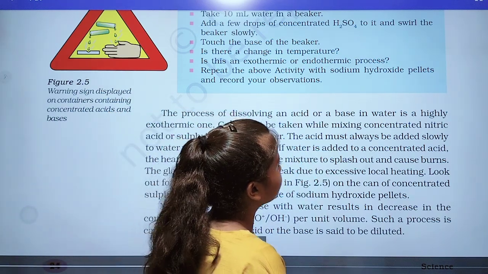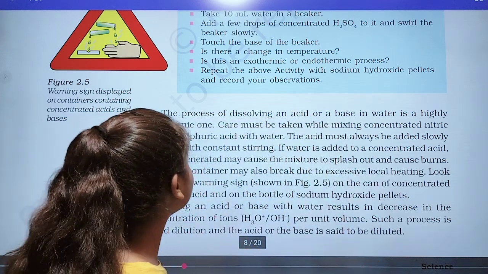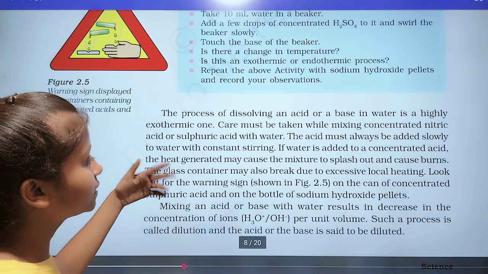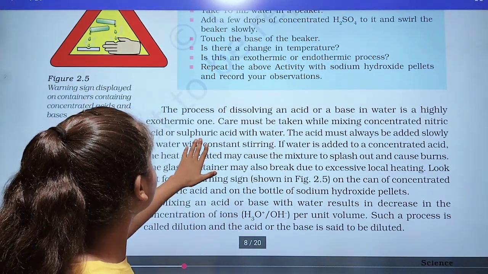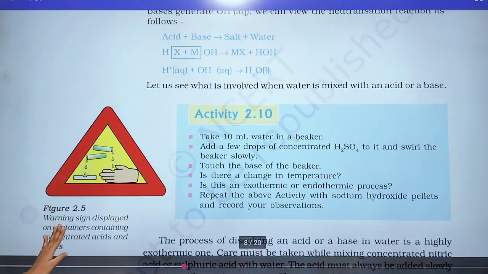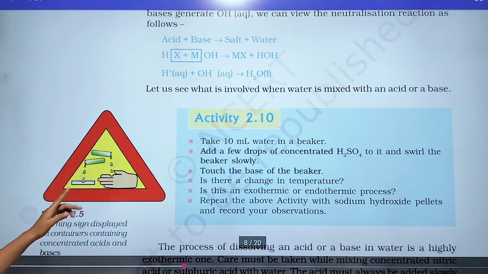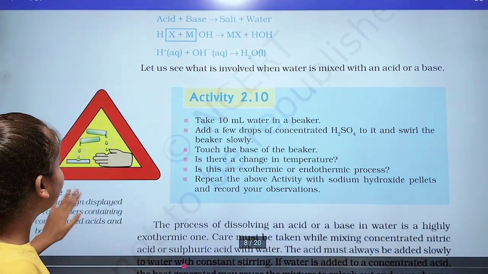Care must be taken when mixing concentrated nitric acid or sulfuric acid with water. It means care should be taken when mixing concentrated acid or sulfuric acid. You can see here that due to carelessness it can burn our hands.